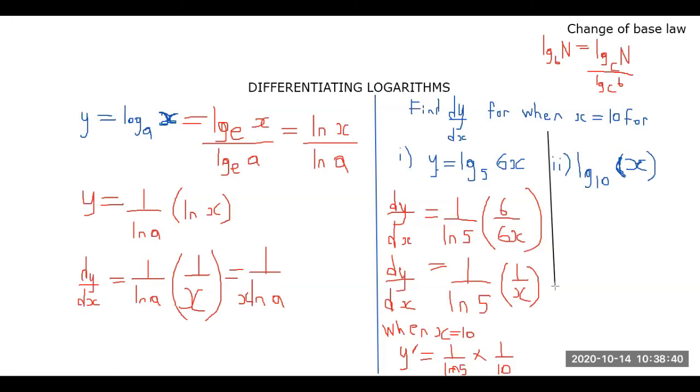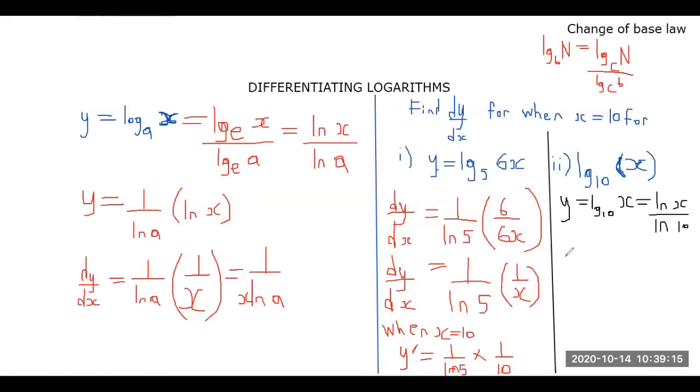It says log to base 10 of x. So let's do it the long way for this one, just for showcasing the real thing. So y is equal to log to base 10 of x. We may rewrite this in terms of base e: this is ln x over ln 10. That's what it is in terms of base e.